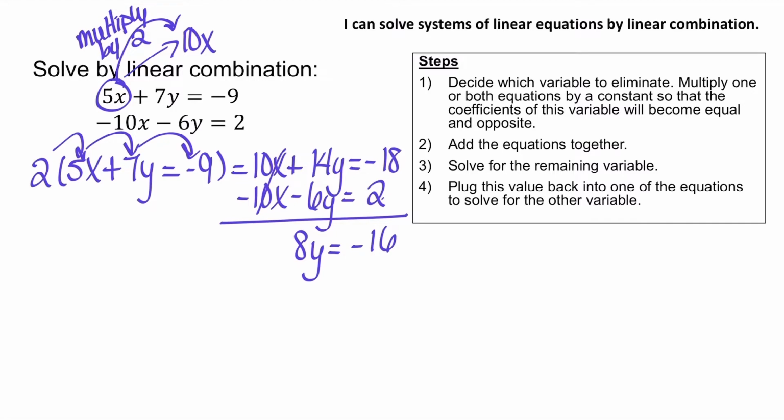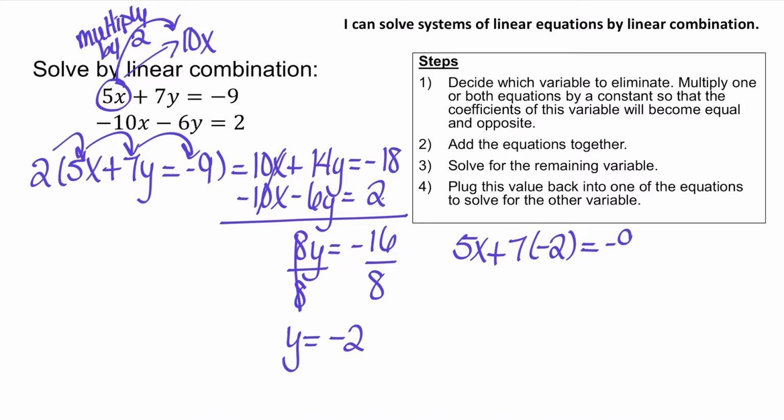So now to solve for y, I'm going to divide both sides by 8. So the 8's will cancel, and I have y equals negative 16 over 8, which is negative 2. So now what I can do is use one of my equations to solve for x. So I have 5x plus 7 times negative 2 equals negative 9.